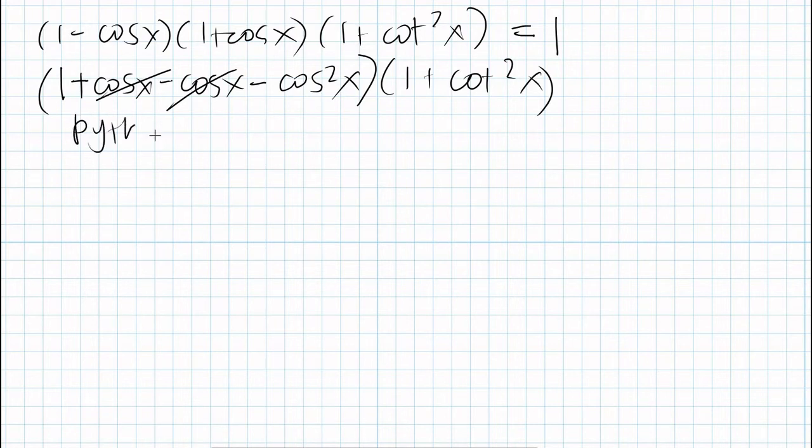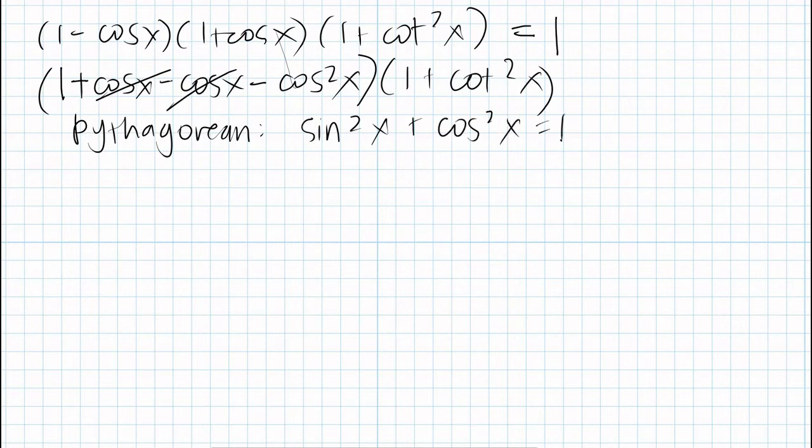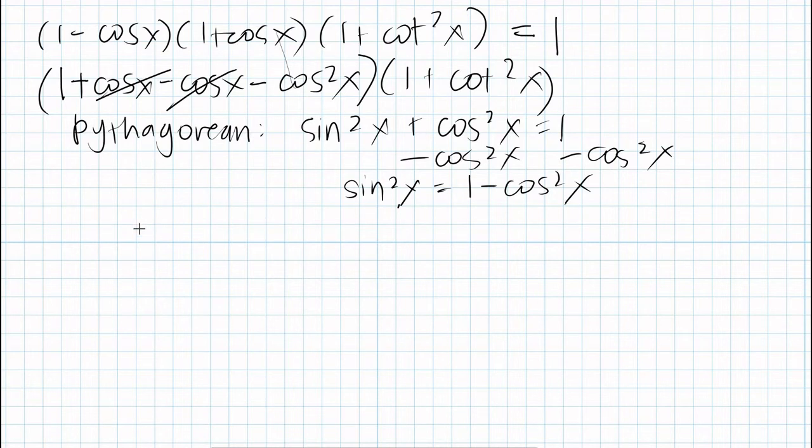Now, from the Pythagorean identity again, we can say that sine squared x plus cosine squared x is equal to 1. So that means if we transfer cosine squared x to the right side of the equation, we will get sine squared x equal to 1 minus cosine squared x. That means we can rewrite 1 minus cosine squared x as sine squared x. So that becomes sine squared x times 1 plus cotangent squared x.